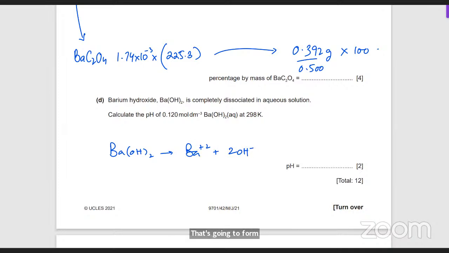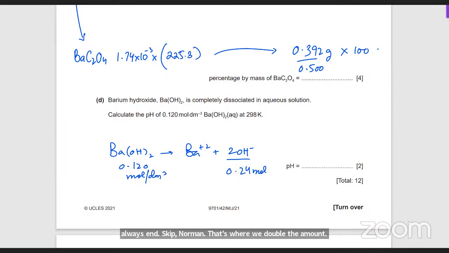So it's going to form barium ions and 2 OH ions. So if this is 0.120 mole per dm cube, so OH ions कितने होंगे? That's going to be double. ठीक है, the OH ions will be double the amount, so it's going to be what, 0.24 mole per decimeter cube.